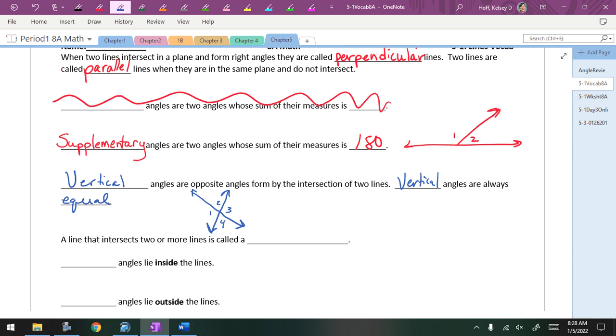So if I look at that diagram with 1, 2, 3, and 4, can anybody tell me two angles that share the same vertex or point, but they are opposite of one another? 2 and 4, very good. And 1 and 3. 2 and 4 share that same center point, but then they're on opposite sides of one another. Those are called vertical angles.